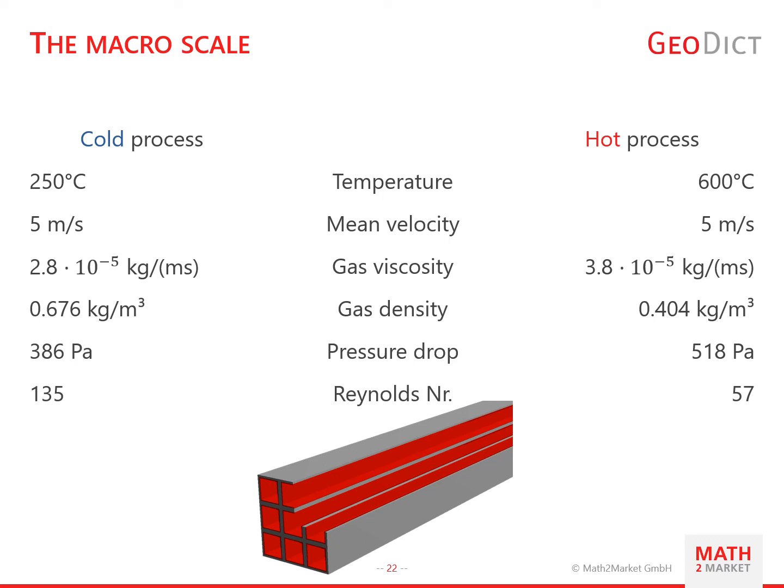If you also have a look at the Reynolds number, this also makes a great difference comparing hot and cold process. For the cold process, we have more turbulent flow. Its Reynolds number is 135. In the hot process, we have 57 as Reynolds number. So rather interesting results in this, I would say, simple model here.